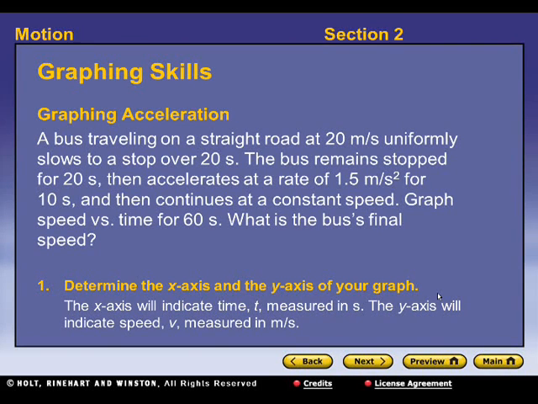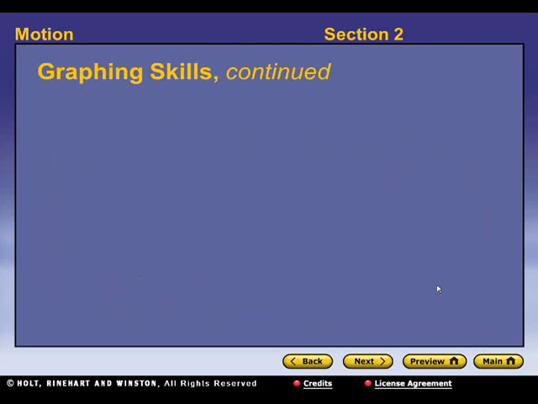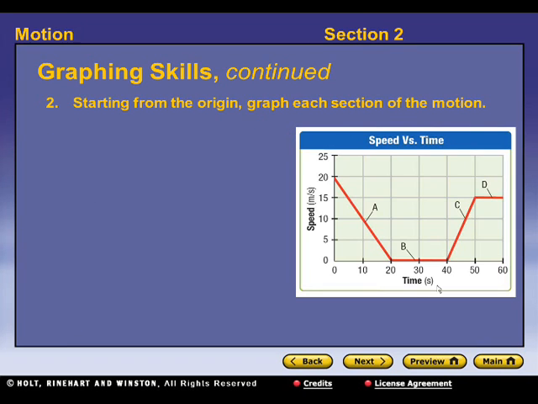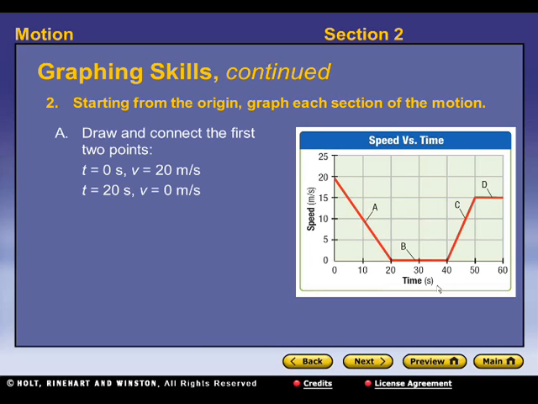So we determine the x-axis and the y-axis of our graph. Generally, the x-axis will always indicate time. That's our independent variable, all measured in seconds, and the y-axis will indicate the speed, v, measured in meters per second. That's the dependent variable. So starting from the origin, graph each section of the motion.